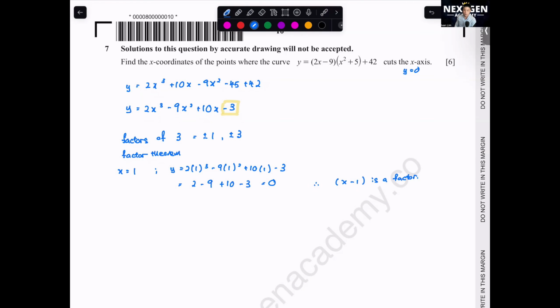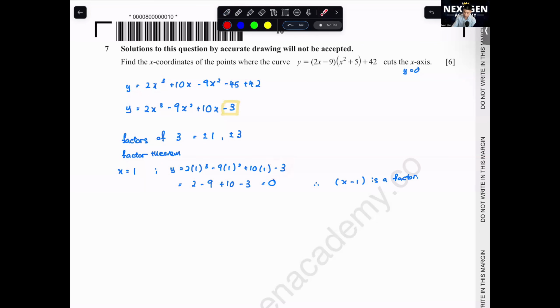Everyone understand this step? Can you use other values? Yes, you can. You should get 3 possible values, but I will always start with 1 because it's the easiest value to substitute. Don't always assume it's 1, but for them to give you this question, they will definitely give you one of the factors that is a nice value.